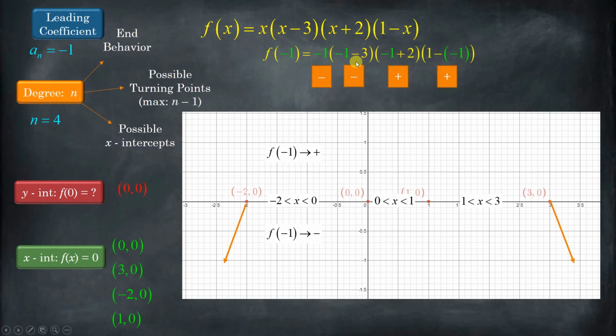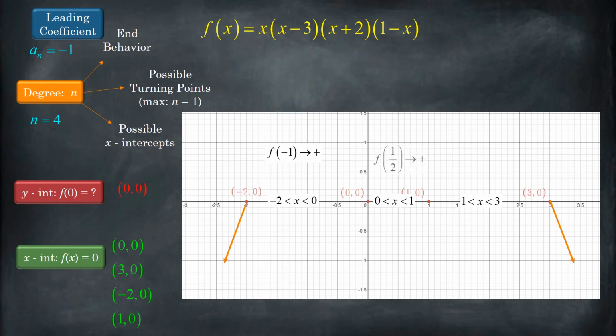So this is a negative times another negative. This is positive, and this is positive. So a negative times a negative is positive, times 2 more positives. That stays positive. So it's going to be going up between negative 2 and 0. It won't be going down. There we go.